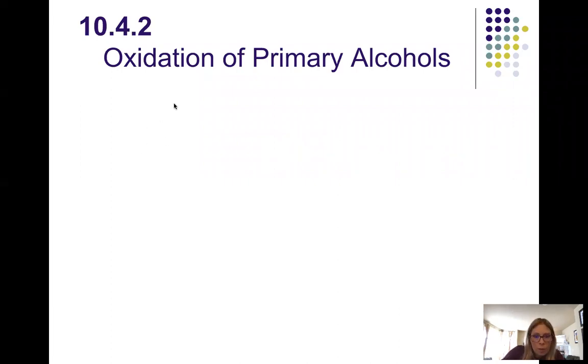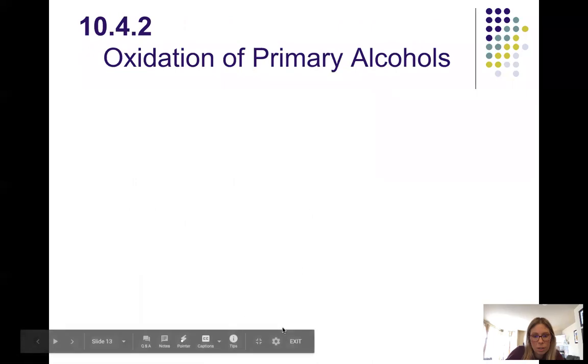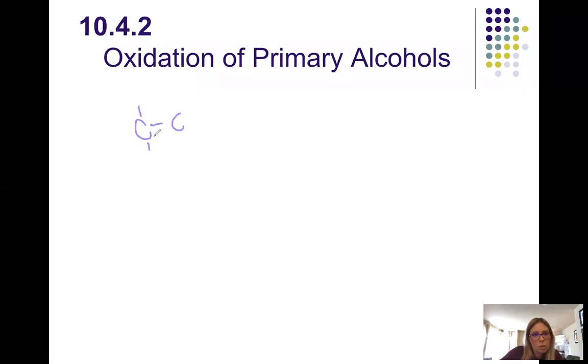So if we could draw a primary alcohol, I'm just going to start small. We'll do ethanol. I need to actually click on the drawing. Going to get it one of these times. All right, so we've got our 2 carbons. And again, however many carbons we've got, we're going to have double the number of hydrogens.